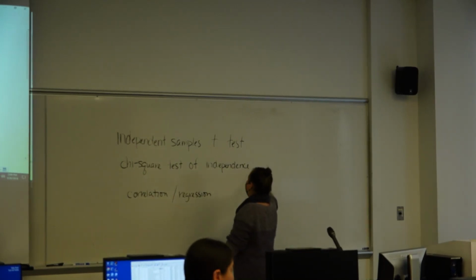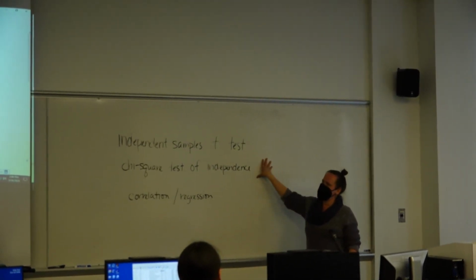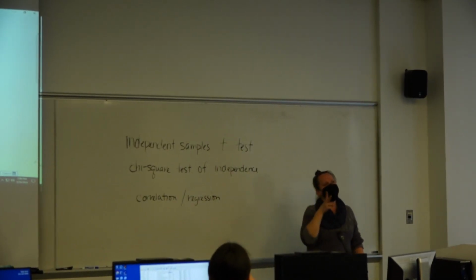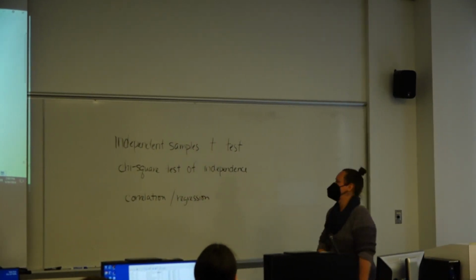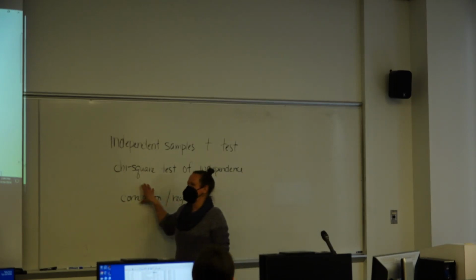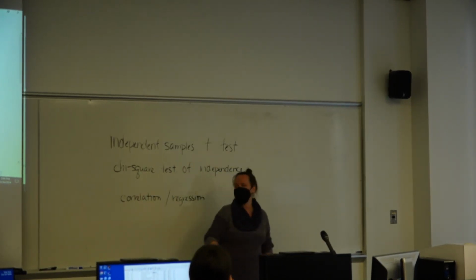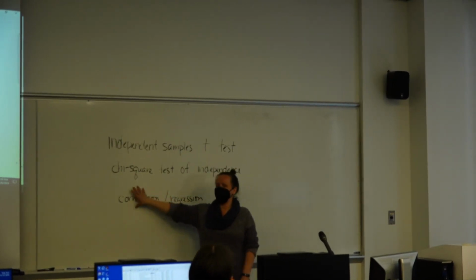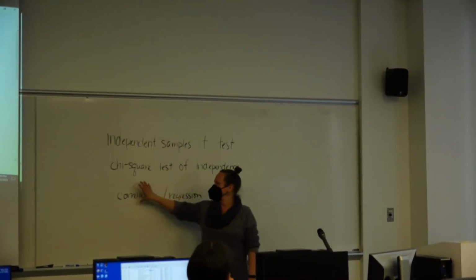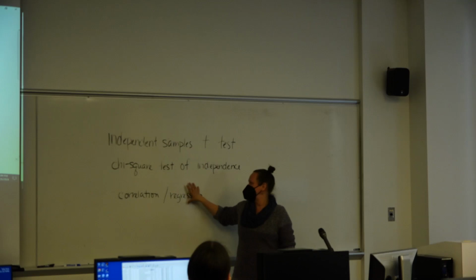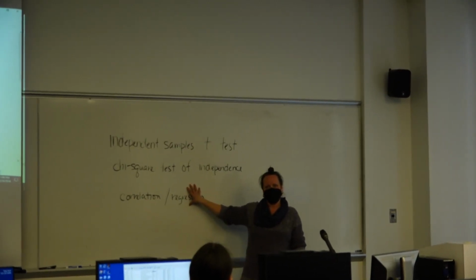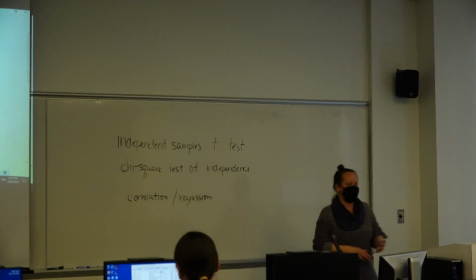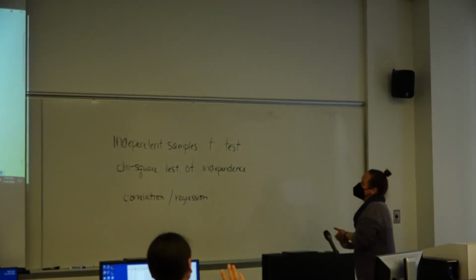The chi-square test of independence is used to test for associations or relationships between variables when you have two qualitative variables. Correlation is used to look for associations or relationships between variables when you have quantitative variables. And regression builds off of correlation to take it one step further, to not just look for an association, but actually to start building predictive models from quantitative, primarily quantitative information. That's what we're mostly going to focus on.